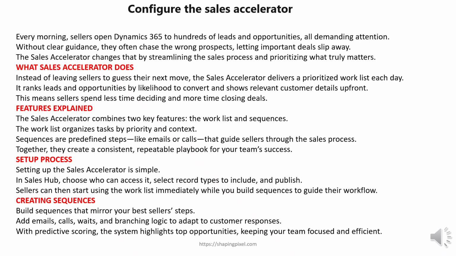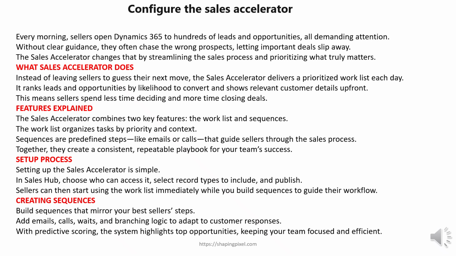The Sales Accelerator combines two key features, the work list and sequences. The work list organizes tasks by priority and context. Sequences are predefined steps, like emails or calls, that guide sellers through the sales process. Together, they create a consistent, repeatable playbook for your team's success.